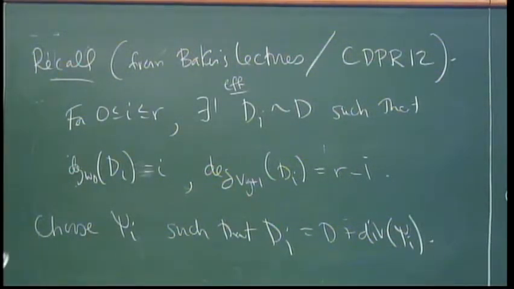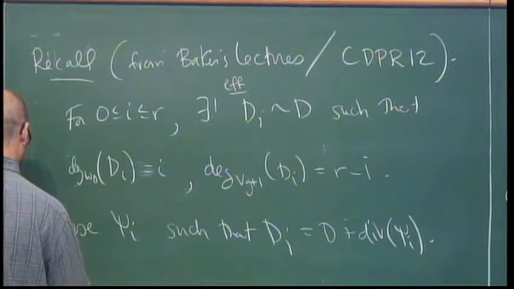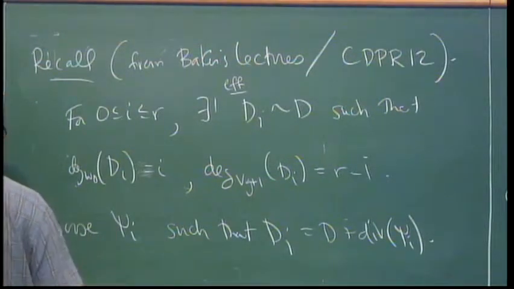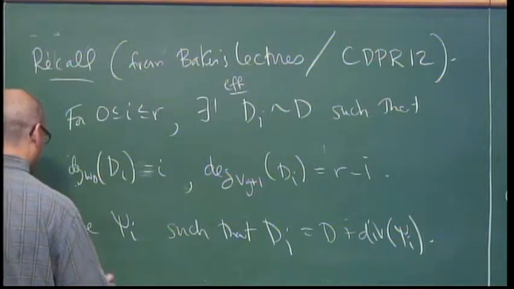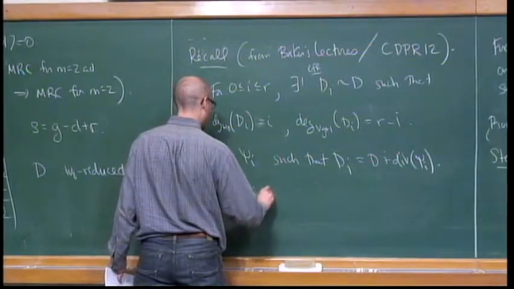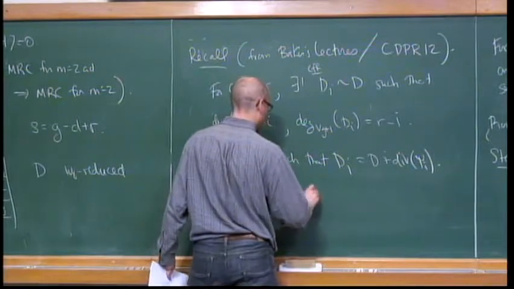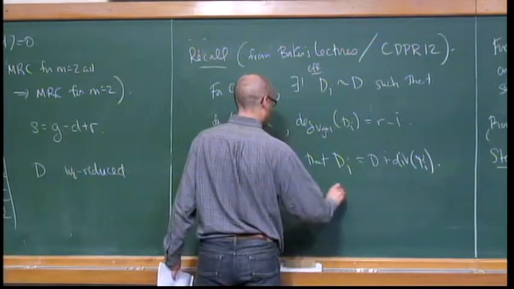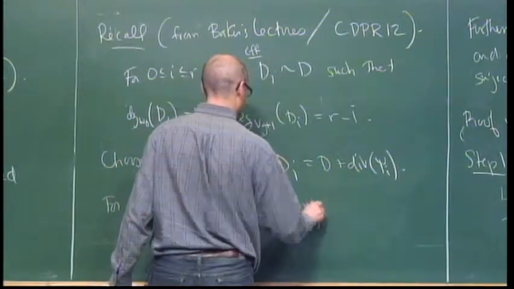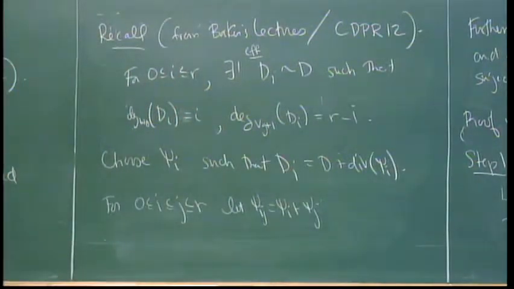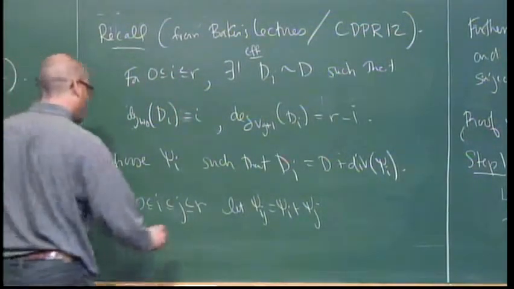Okay, so as I said before, the dimension of Sym^2 is r plus 2 choose 2. The dimension of L(2D) is 2d minus g plus 1. And so that tells us what we want the rank of the map to be. It should be the minimum of those two. And so for 0 less than or equal to i less than or equal to j less than or equal to r, let psi_ij equal psi_i plus psi_j.